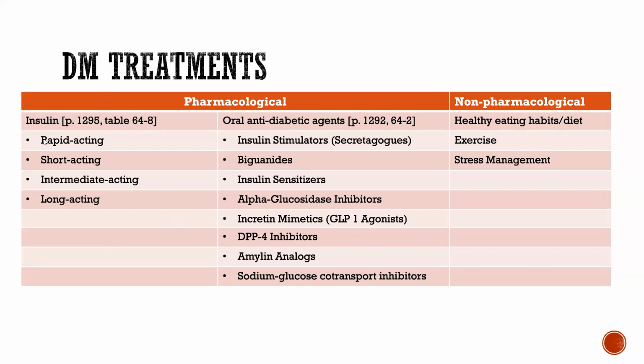So know the onset, the peak, and duration of these 4 different types of insulins. I would know the top one on each one of them at least. Okay. Your oral antidiabetic agents as well. The patients that get admitted to the hospital that have type 2 diabetes that are only on oral antidiabetic medications will be put on injectables.